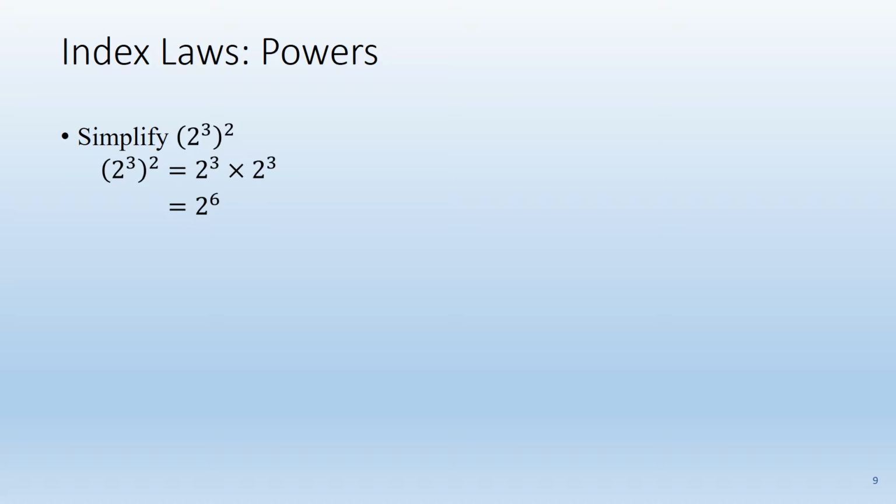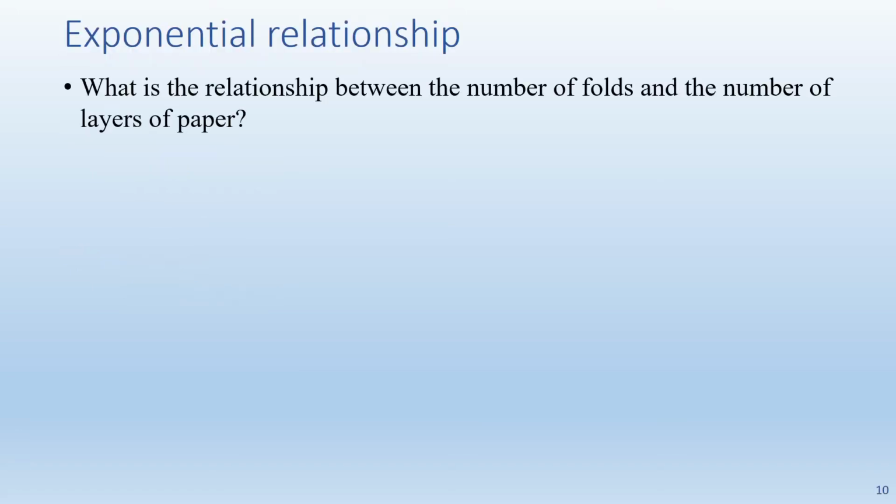Here we're raising 2 to the power of 3 to the power of 2. So the squared really means we're multiplying by itself. And so we've got 3 lots of 2 and another 3 lots of 2, which makes 6 lots of 2. So if we have a to the power of m and then n lots of that, we really have n times m lots of a. We're multiplying those two indices.